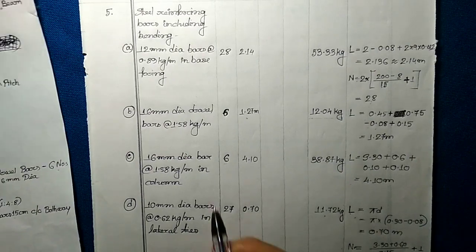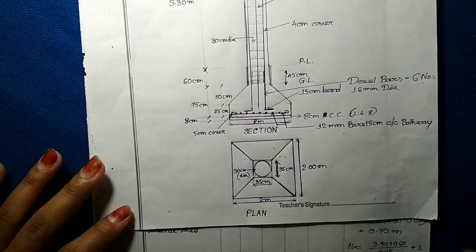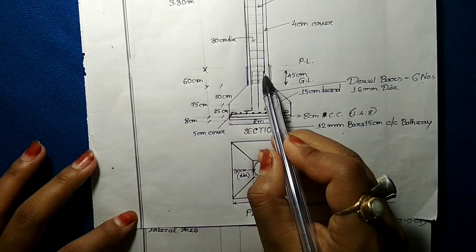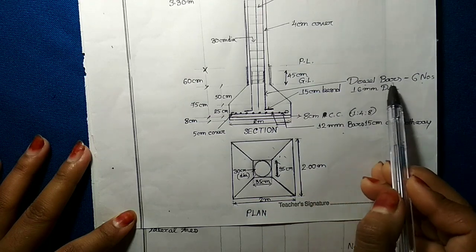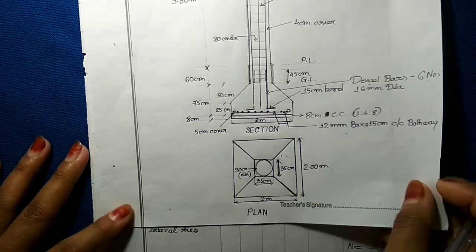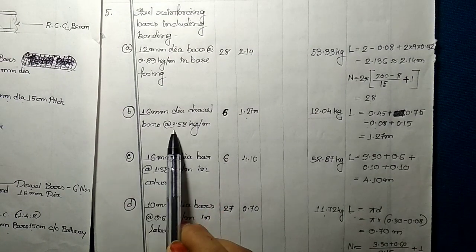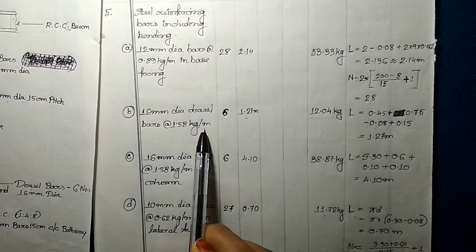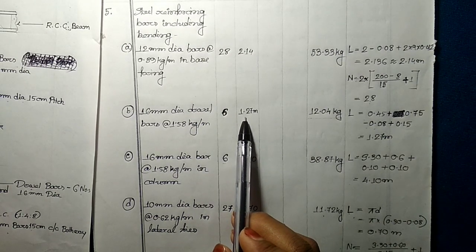So now coming to the dowel bar. What is dowel bar? See, in this figure this is the dowel bar in the footing portion. Okay, dowel bar, 6 numbers, 16 mm dia. So we are given a 16 mm dia dowel bar at 1.58 kg per meter. Number is already given, we need to calculate the length.